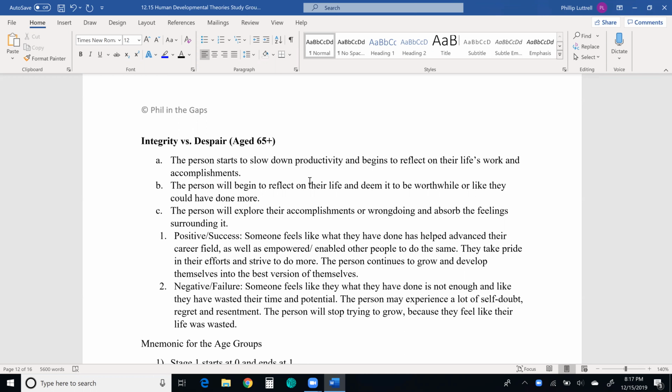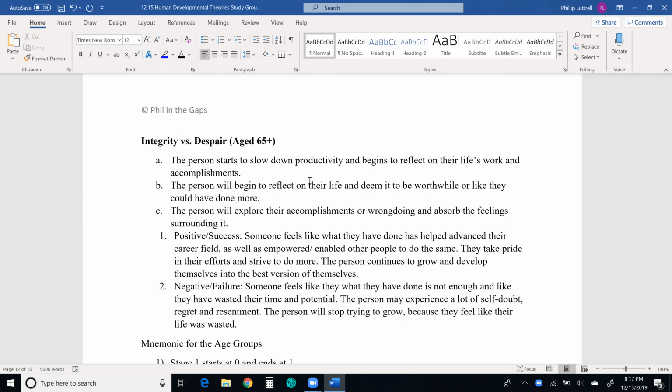If someone feels that they've done enough, they will have integrity. If they feel that they haven't done enough and that they did negative things in life, they're going to feel despair. So this is where the person will explore their accomplishments or wrongdoings and absorb the feelings surrounding it. So they have that reflection within inside themselves. Did what I do in society enough, or did my career bring fulfillment in some way?